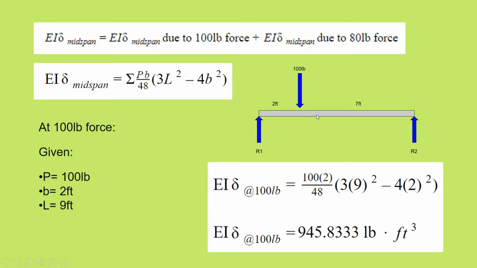So first we will be solving for the EI deflection midspan at 100 pounds. As I said earlier, we're going to use this as our A and this side as our B. So we have 7 feet as our A and B as 2 feet, our load of 100 pounds and the total length of 9 feet. So all we have to do is input this in our formula. So 100 multiplied by 2 divided by 48 and then multiplied to 3 times 9 squared minus 4 times 2 squared. This will give us a total value of 945.833 pound cubic feet.